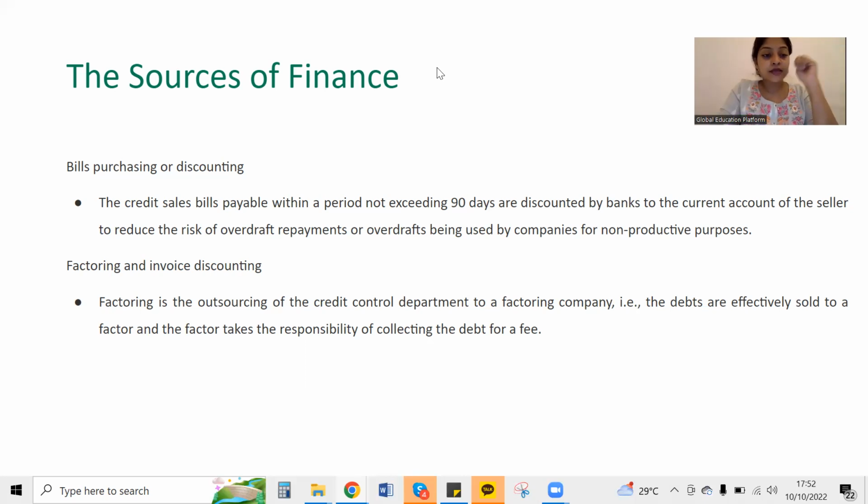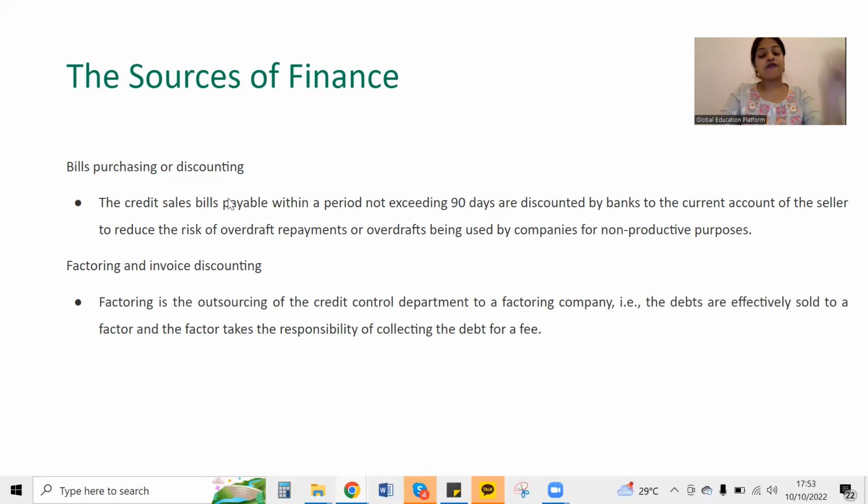Okay, so let's look at bills purchasing or discounting. The credit sales bills payable within a period not exceeding 90 days are discounted by banks to the current account of the seller to reduce the risk of overdraft repayments or overdrafts being used by companies for non-productive purposes. Right, so this is a good way of paying it back, because if not, there would be a chance that it's being held on. So this is something that would work when it comes to businesses.